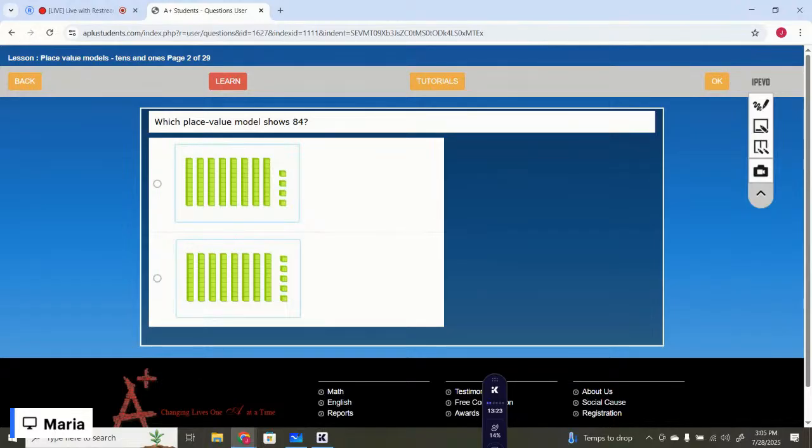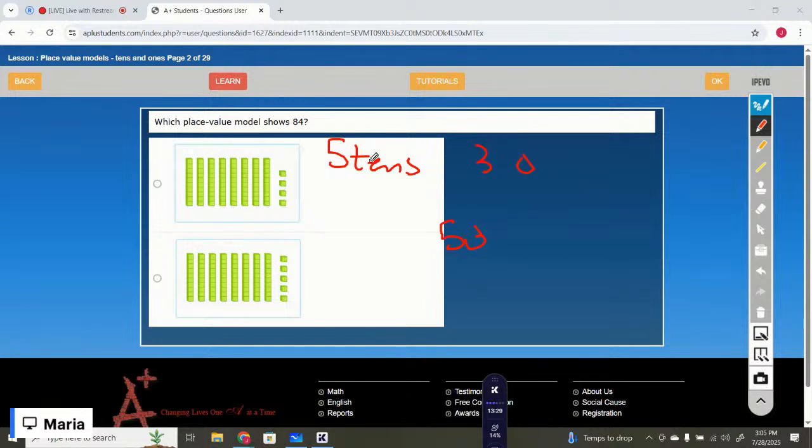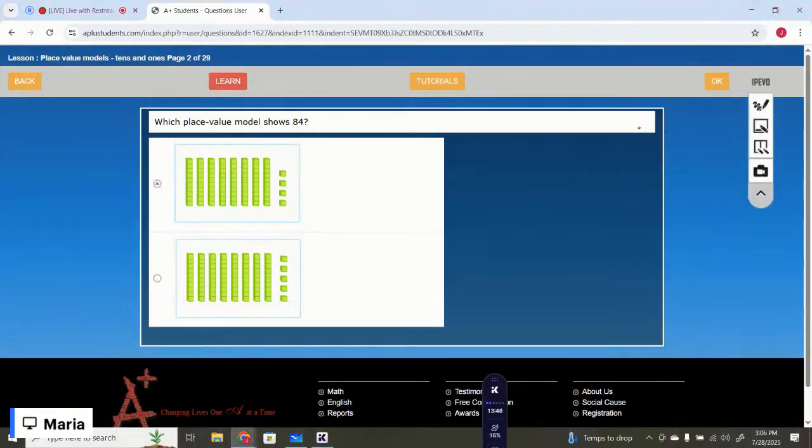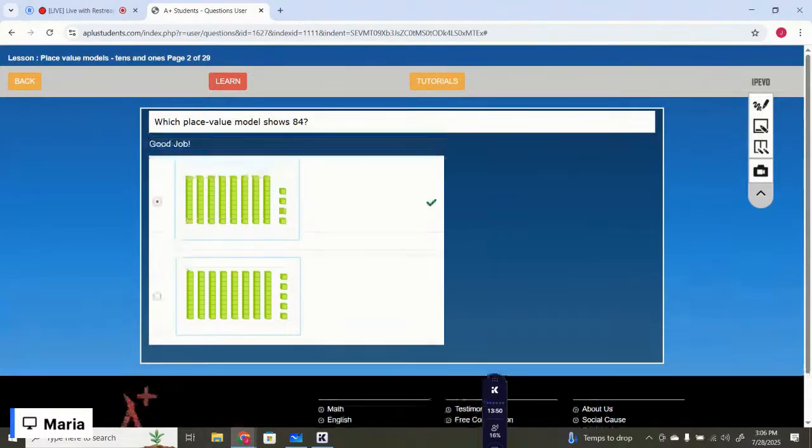Which place value model shows 84? So 84 means 8 tens and 4 ones, right? 1, 2, 3, 4, 5, 6, 7, 8, 8 tens, 1, 2, 3, 4 ones. So 8 tens and 4 ones. Option number 1 is the correct option.